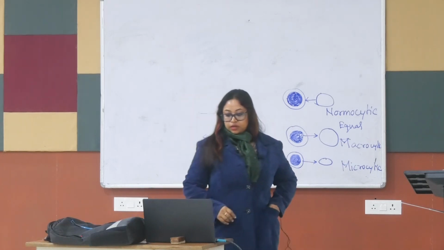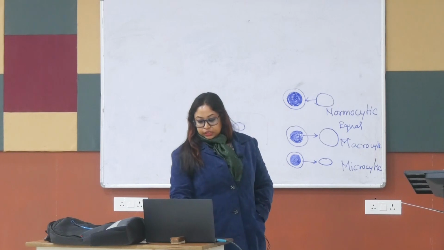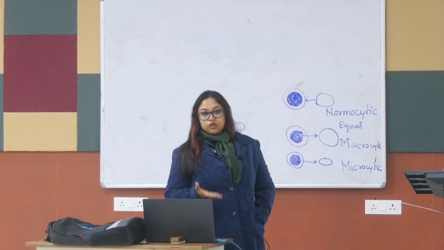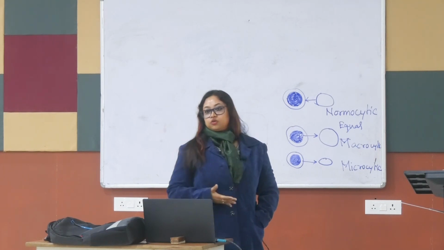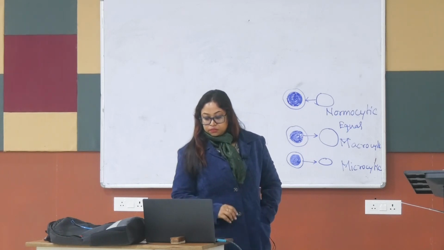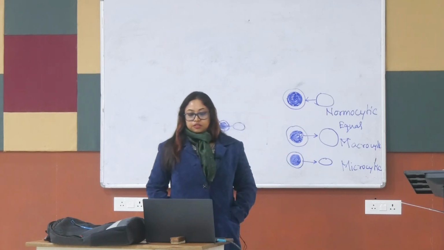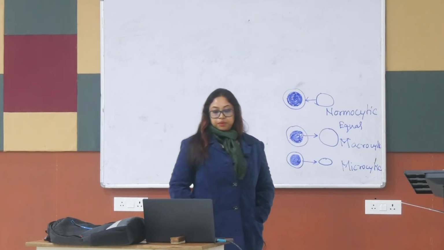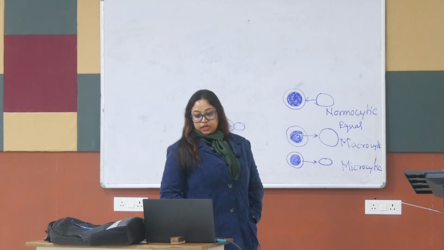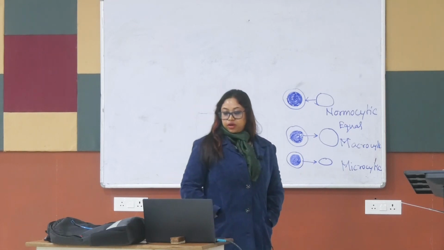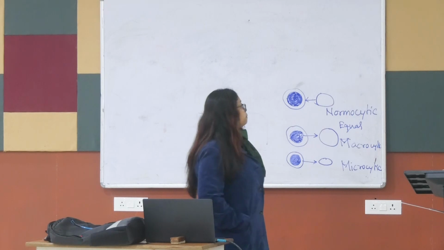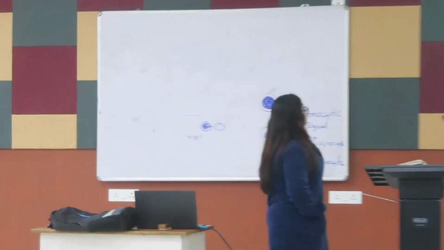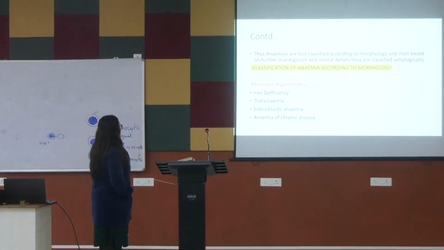In fact, it's more accurate and easier for pathologists to follow this classification. What we see under the microscope in the oil immersion field, we see these sizes of RBC. Thus, anemias are first classified according to the morphology, and then based on further investigation and clinical details, they are classified etiologically. So, first we are coming to classification of anemia according to morphology.